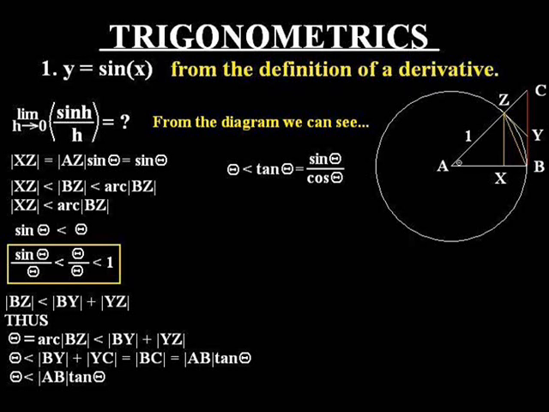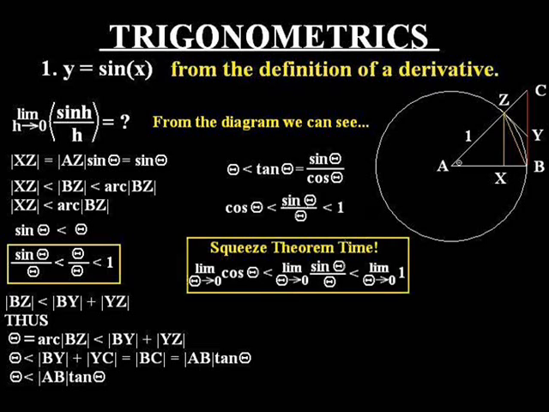We also know that tan theta is equal to sine theta over cos theta. Rearranging this, we get cos theta is less than sine theta over theta, and from what we can see in the yellow box on the left, sine theta over theta is less than 1. So, this looks a little familiar from a previous video, and it's time to use the squeeze theorem.